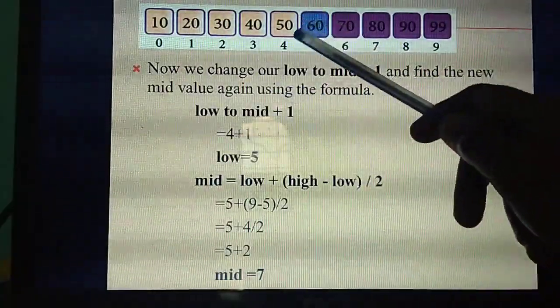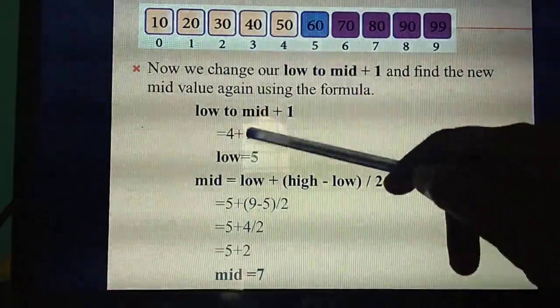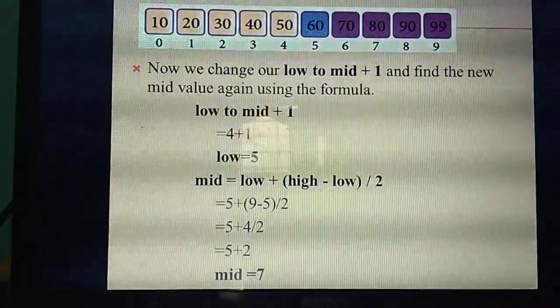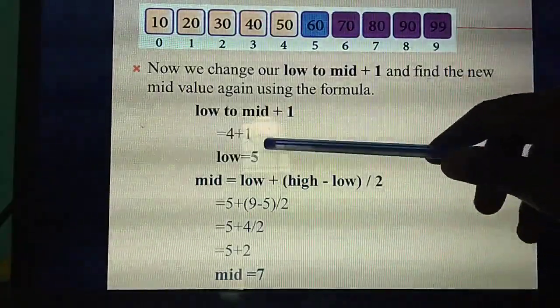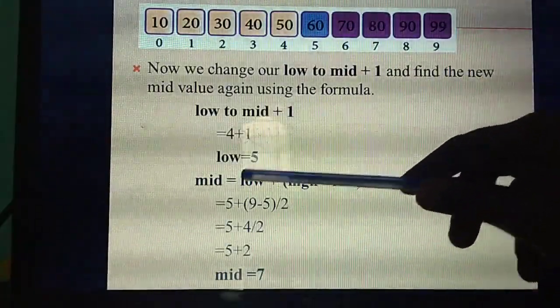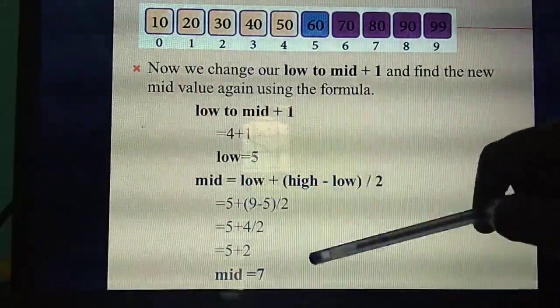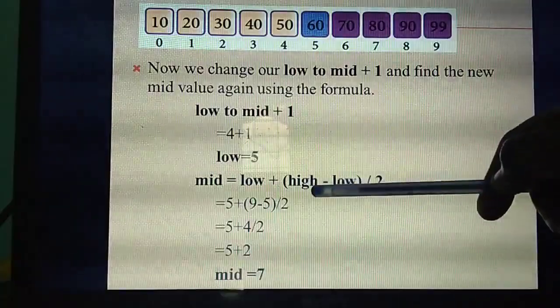That value you need to take. What's the last middle value you will get? 4. So 4 plus 1 is equal to 5. What's the lowest value we will get now? 5. Understand? Then we are going to substitute the value 5 in this formula. Understand now? Yes. So these steps are given in detail in your book.